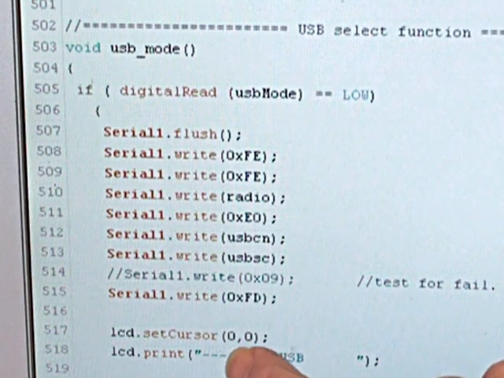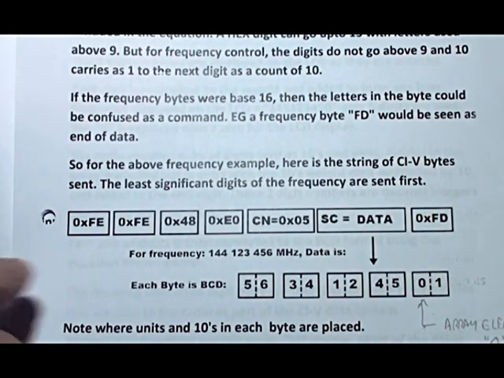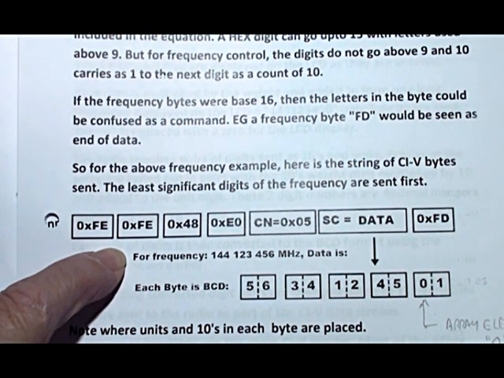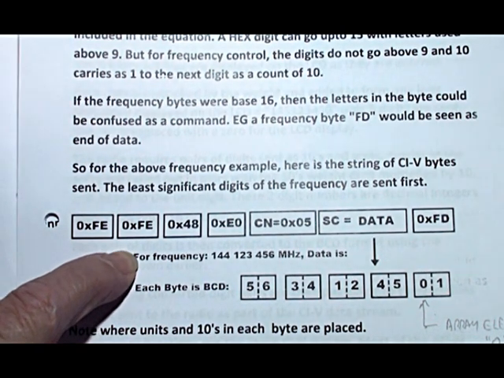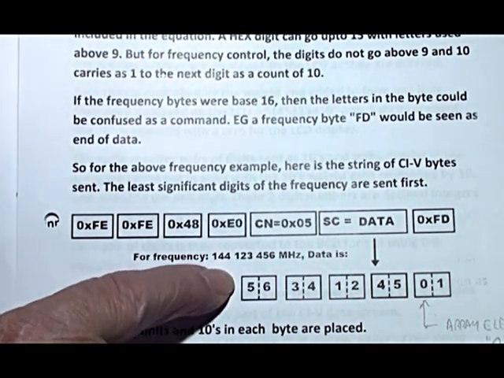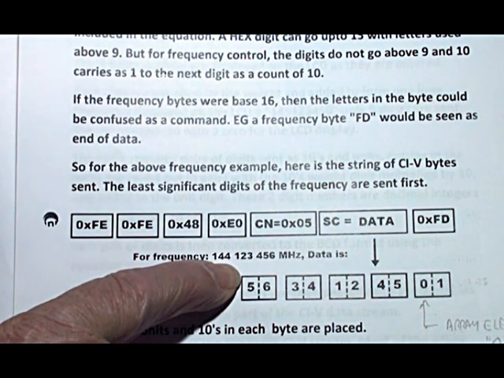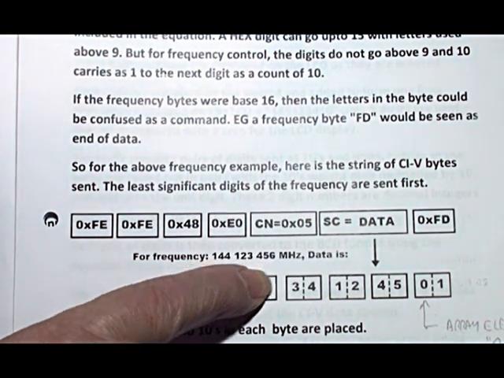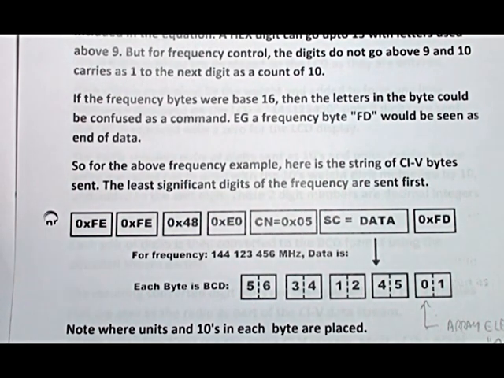on row 1. So here in my notes I've made a little drawing which shows the sequence required to send a frequency to the 706. In this case I'm going to send 144 megahertz, 123.456. It's 9 digits. I'm only going to send 8 digits because I'm going to ignore the hertz component.